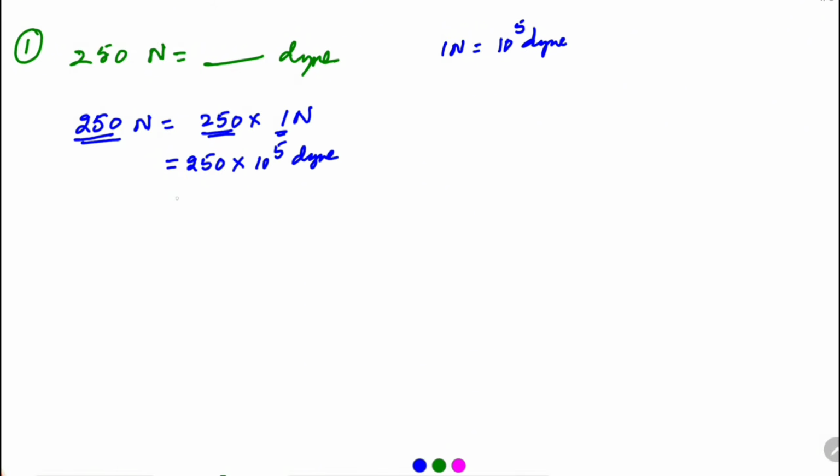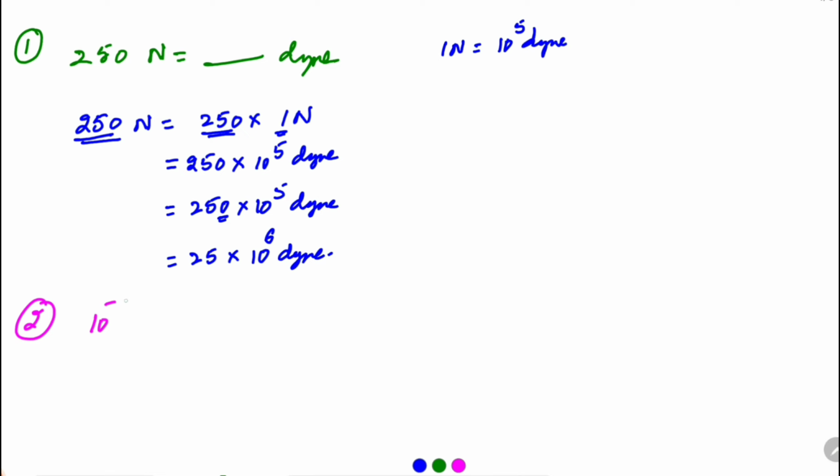Therefore, what is your answer, my dear? 250 into 10 power 5 dyne. Or you can write this as 25 into 10 power 6 dyne also, since this 0 will be added here. Hope you understood. Now let us see the second question.